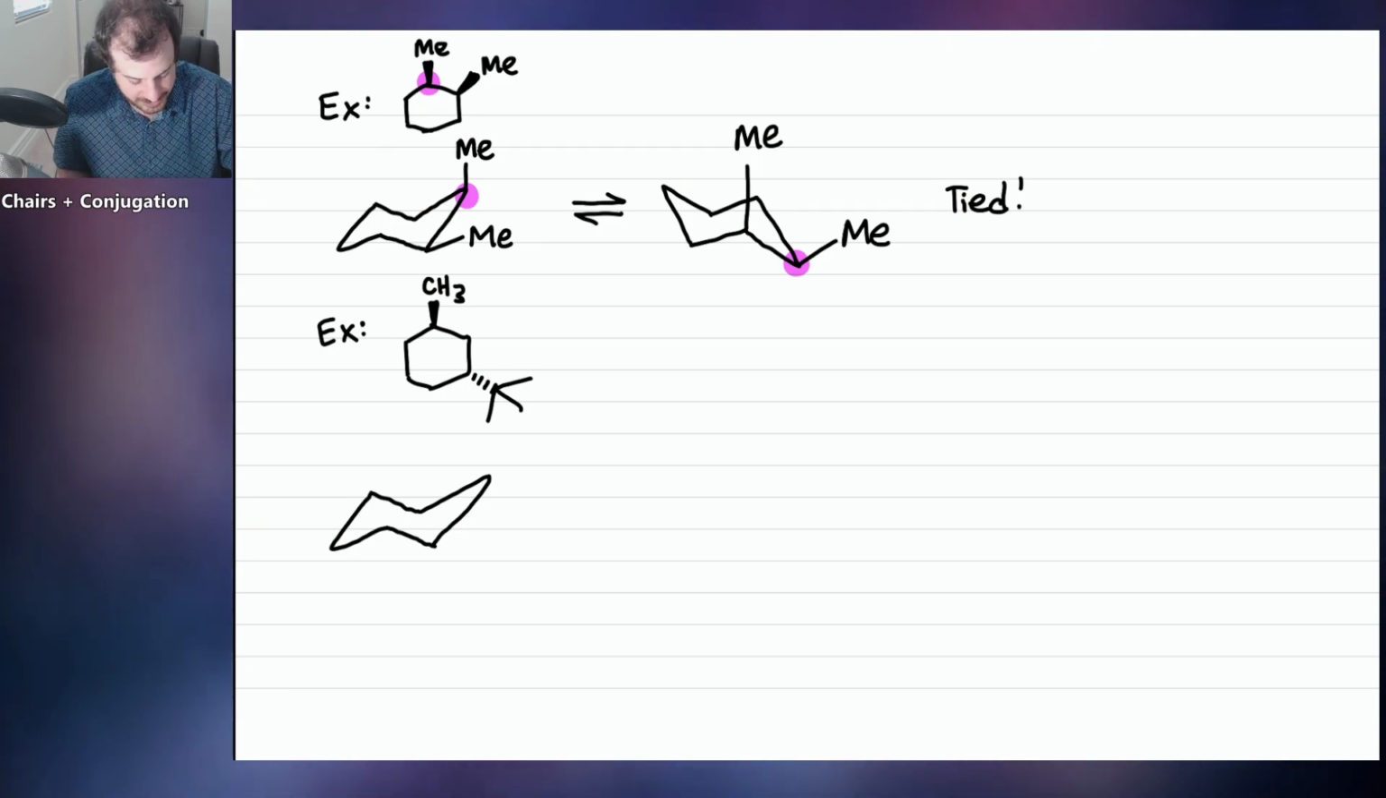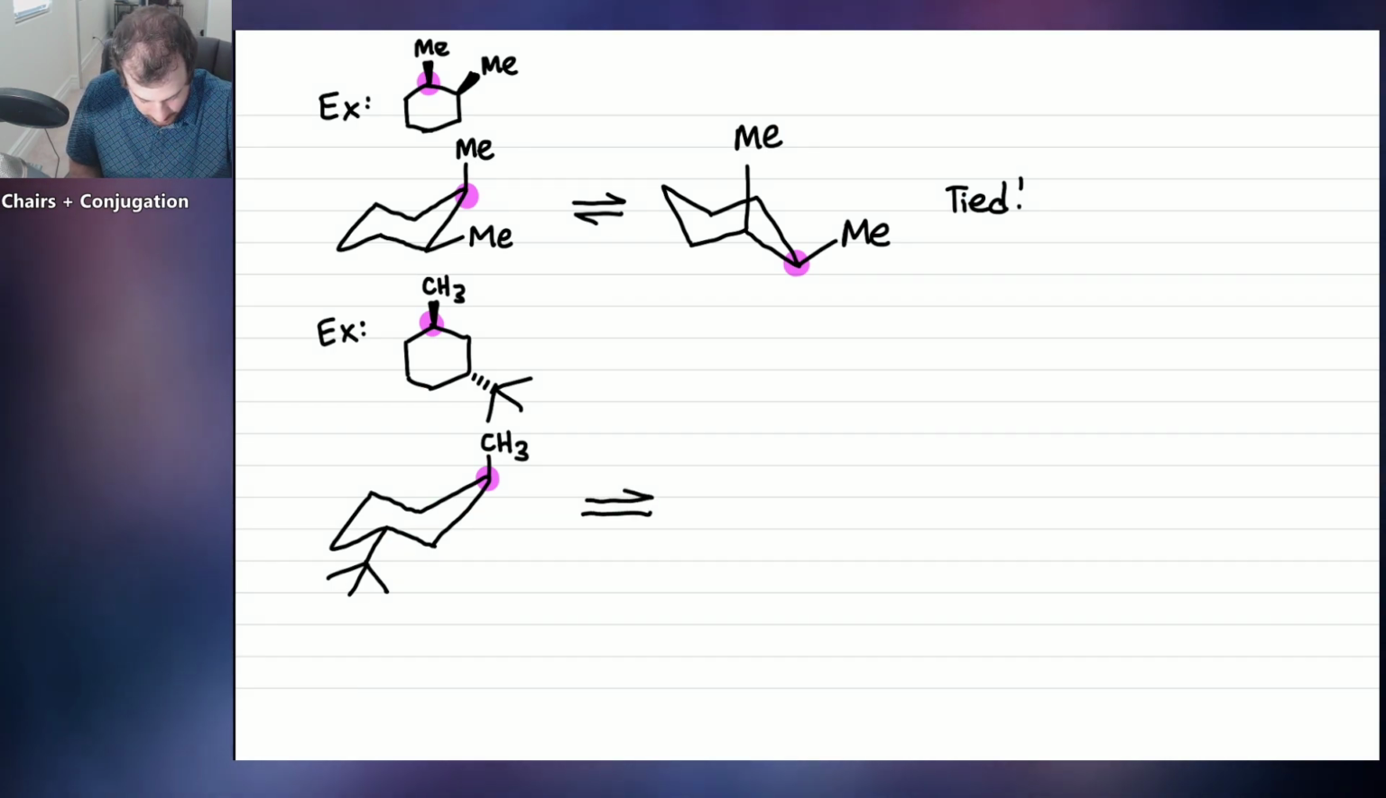So we'll call this our pink carbon. So we've got a methyl group going up, and then we go 2 over, 1, 2, 1, 2, and then we have a tert-butyl group going down. So that's going to be in the equatorial position. All right, and now let's draw our ring flip.